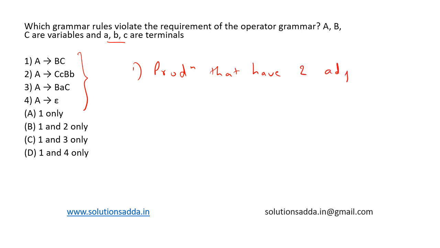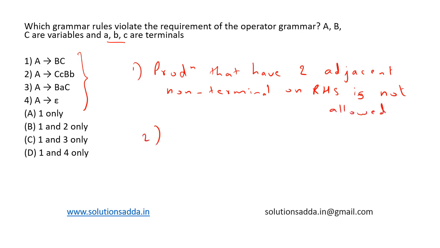Productions that have two adjacent non-terminals on the RHS are not allowed. The second rule is, empty production rules are also not allowed. Empty production rules are not allowed. So based on these two rules, let's see the productions.